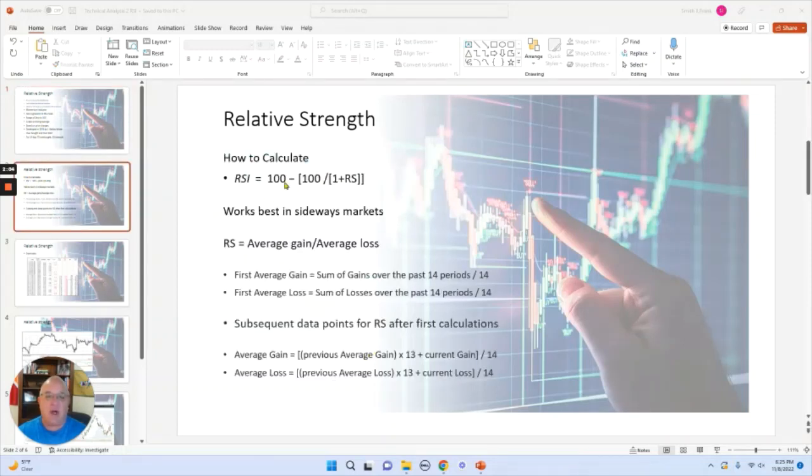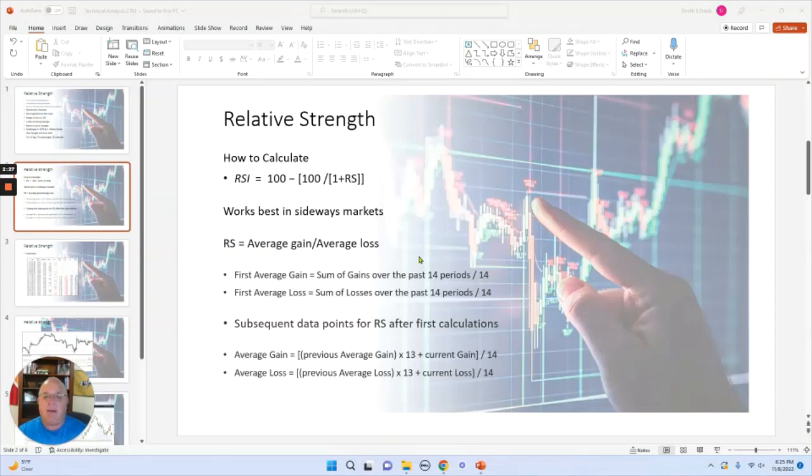It is 100 minus, in parentheses, and the order of operations matters, 100 divided by 1 plus RS. So how do we find RS? I'll show you down here in a second. It does tend to work best in sideways markets. Just like with Bollinger Bands, you get this climbing, and it doesn't tend to do as well. And you get this falling, and you end up having a dollar cost average.